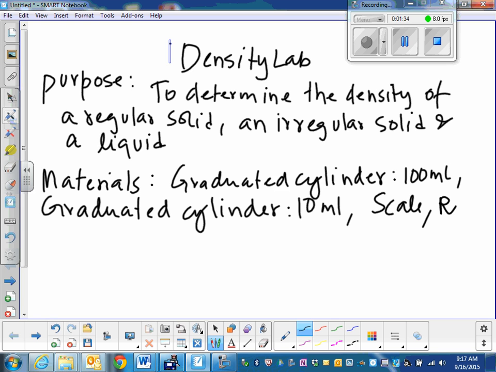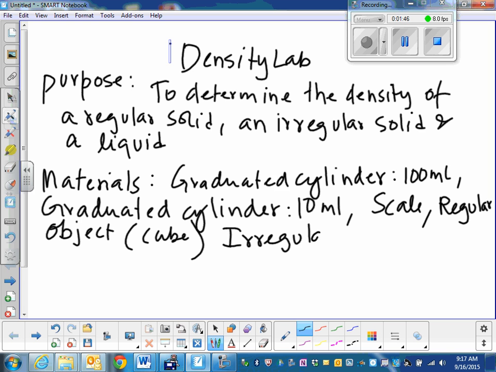The regular object. In our case, it was a cube, and then the irregular object, and then water. Is that right? Those are the materials we need for the lab. You should list them. Water. Can I say about 100 ml maximum? 50 is more than enough, but I just say 100 ml. So you should be able to list everything.